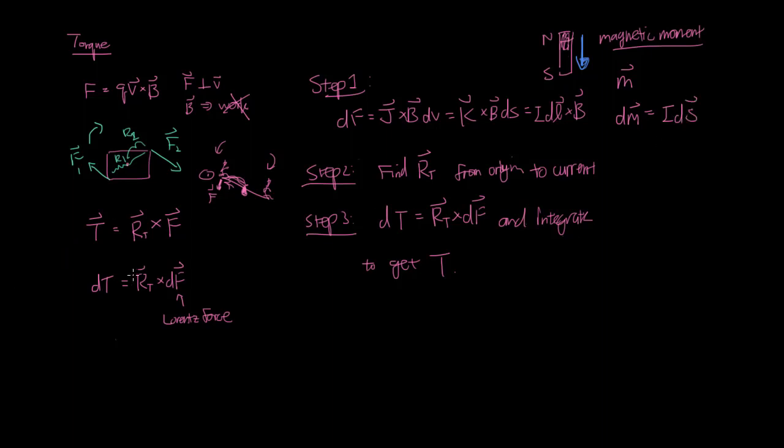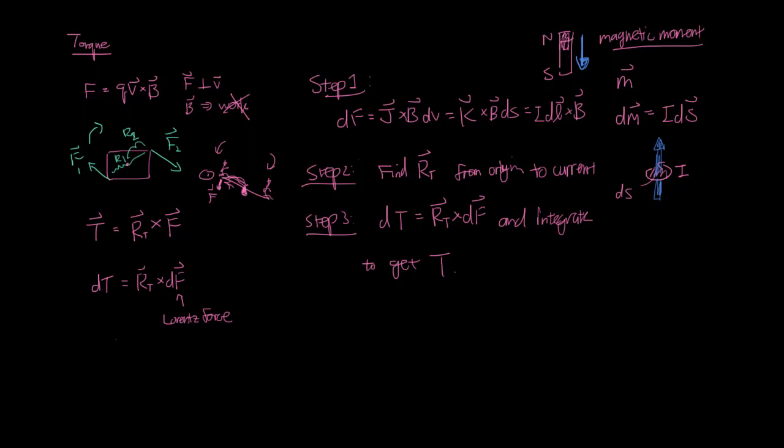And so if I were to try to visualize this, if you have a current loop going like this, then this is your differential element ds. Your magnetic moment, using the right-hand rule, is going to look like this.